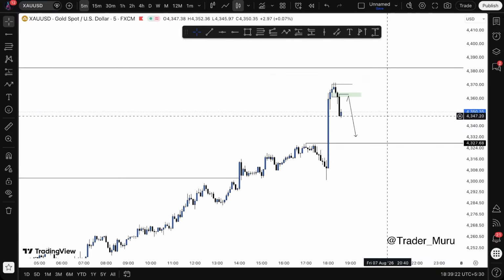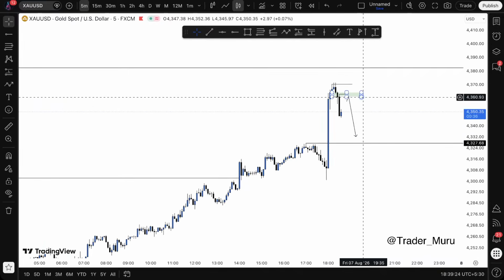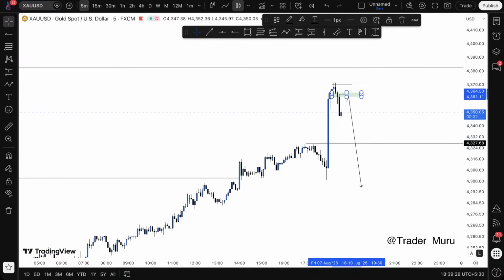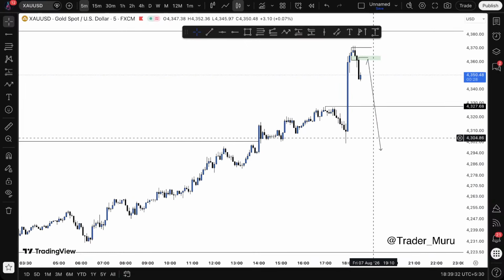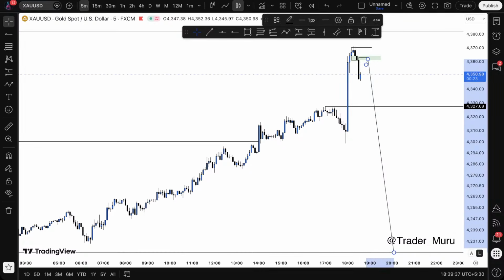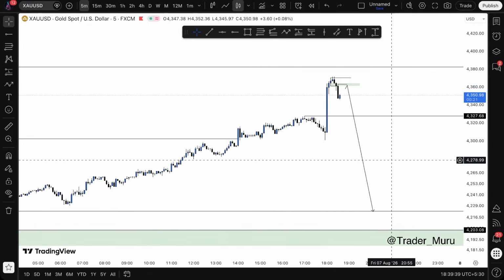Now the same thing is here. Price should test this area 61 to 64, 4361 to 4364, and then it should drop more. Target will be yesterday's low, 4230.